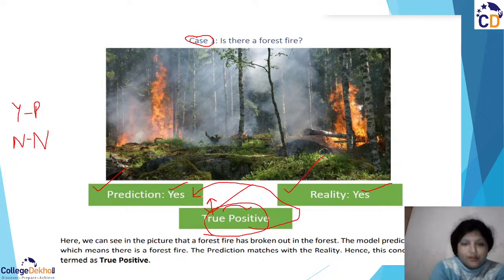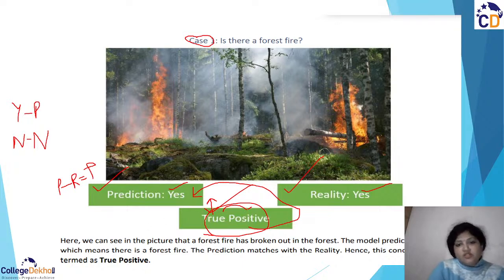This is how it is calculated, because most students get confused. True positive means the model predicts yes, which means there is a forest fire, and the prediction matches with the reality, hence the condition becomes true positive. There is no need to learn anything by heart. The basic understanding is, if the prediction matches with the reality, your result comes true.